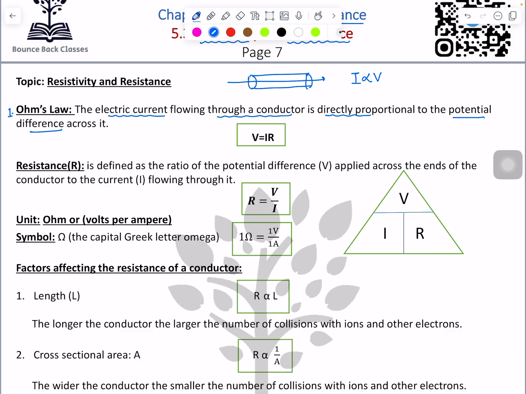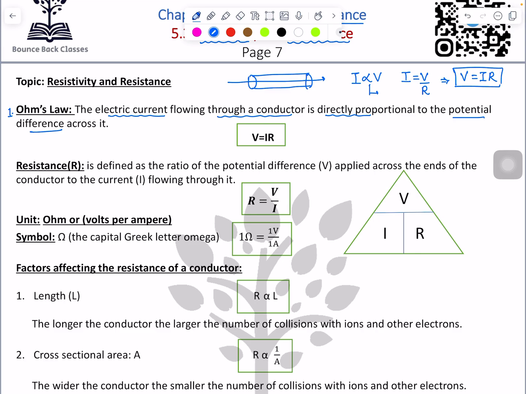And once we solve this directly proportional relation, we get I equals V over R. If we simplify this, then V equals IR. Fine, guys? That is our simple Ohm's law.